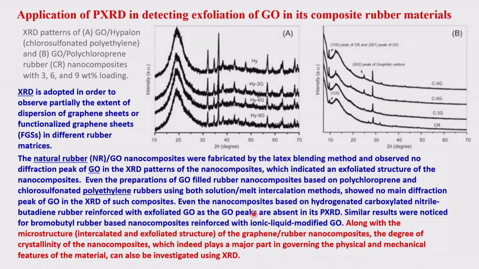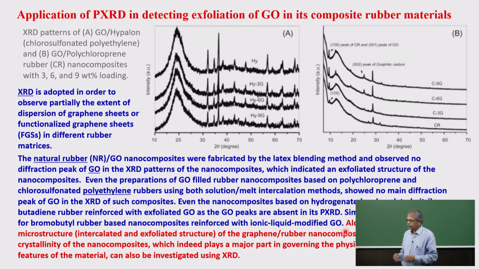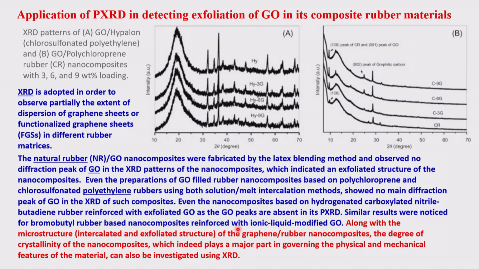There are other kinds of rubbers they have also tried. Bromobutyl rubber nanocomposite reinforced with ionic liquid modified GO. Okay, so in all these cases, the graphene oxide has gone into the composite, embedded into it, but will not be seen in the powder diffraction because its characteristics are changed by exfoliation. Along with the microstructure, intercalated and exfoliated, it has gone into the composite, and then it is also exfoliated. Intercalated because the rubber polymer fibrils can go into it.